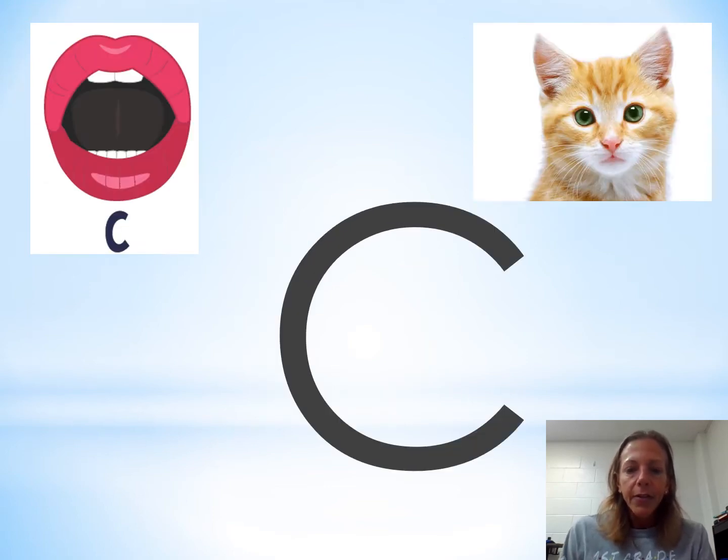The next letter is the letter C. Now, in this case, we're looking at a picture of a cat. So we pronounce it like what we call a hard C. Cat. See how your mouth makes kind of an O in the middle? Cat. So when you look in the mirror and you say the word cat, your mouth should be open like that.